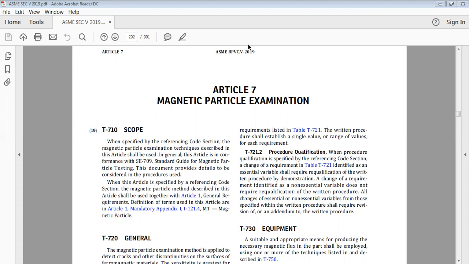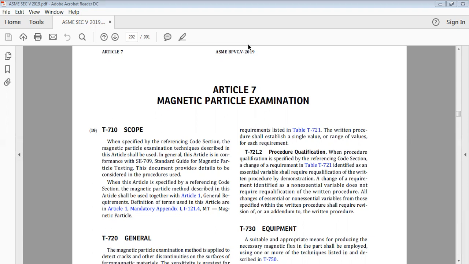The continuous method is more sensitive as compared to the residual method because in the continuous method we are applying iron particles while current is flowing. Means your iron particles are present on the job while current is flowing. In the residual method, we apply current and then remove it, leaving some residual field in the specimen, and then we apply iron particles. So here the residual field is always weaker than the original field.